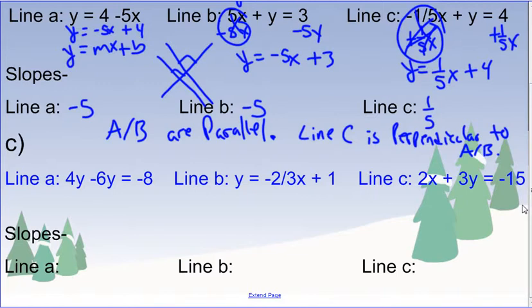Okay, so let's see what we got here. Line A. We've got to solve this for y. Ooh, there's actually a typo here. Let me fix the typo quick. This should be 4x.